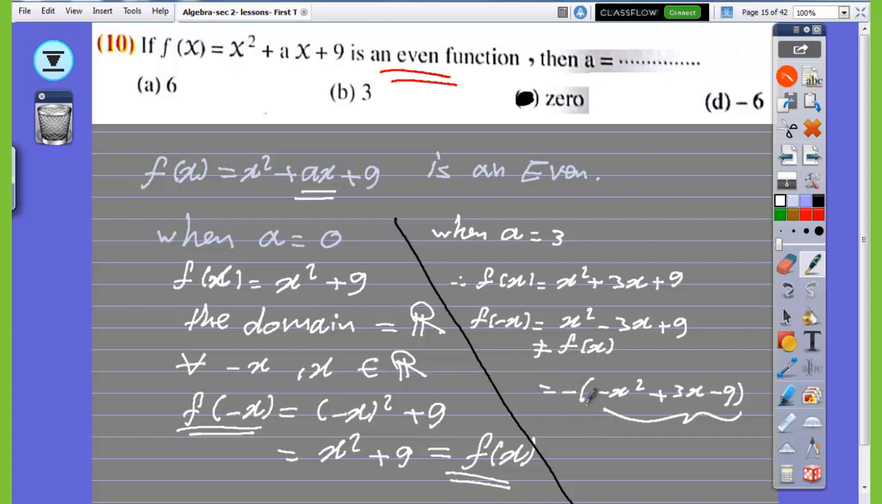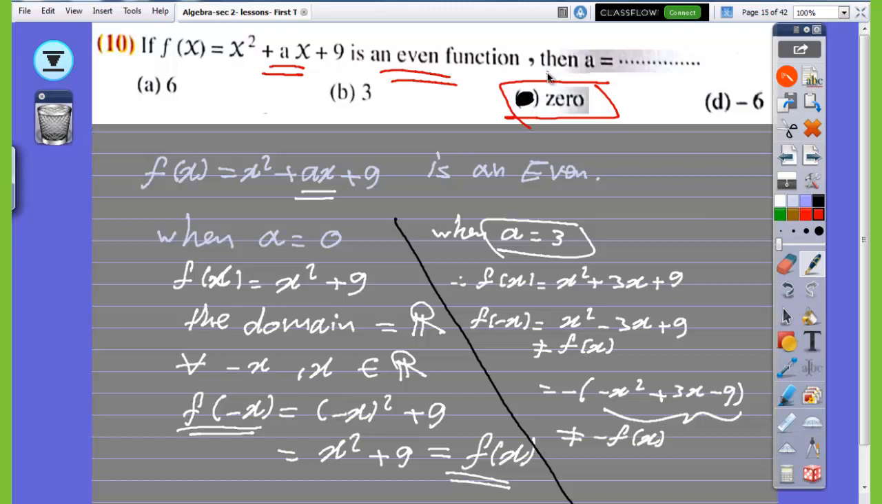So in this case we have f of negative x also not equal to negative f of x. So what do we say about the function f when a equals 3? It is neither even nor odd. So the only number which makes the function even is 0, when a equals 0, and here is the solution. I hope you understood every step.